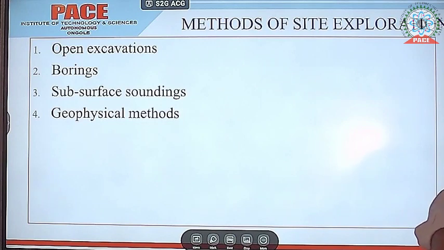So, what are the methods of soil exploration? The important methods of soil exploration are mainly open excavations, borings, subsurface soundings, and geophysical methods. So these are some important methods to explore the soil.